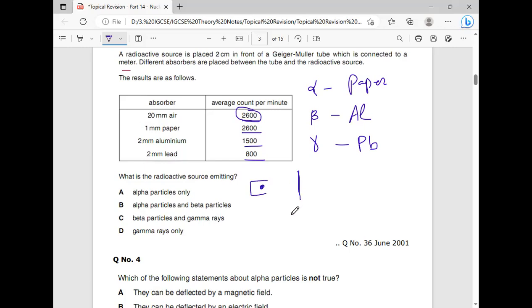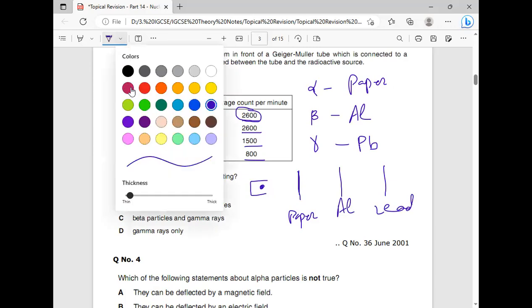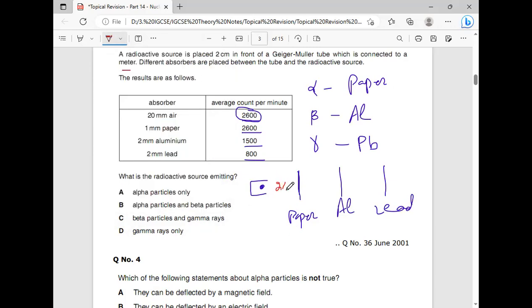So this is the source, paper, aluminum, lead sheet. Without absorber, what was the value? 2600. After placing the paper, it remains 2600. So it means there were no alpha particles. So these two options are being crossed. Because if alpha particles were present, then definitely in presence of paper, there should be a prominent change in the reading.